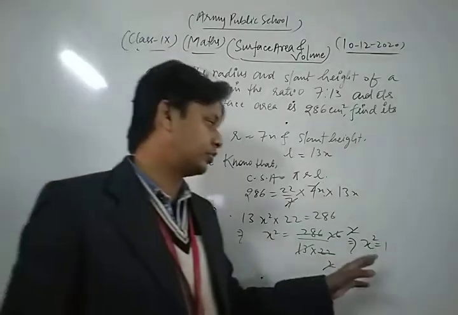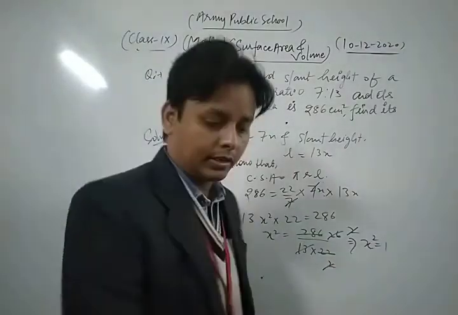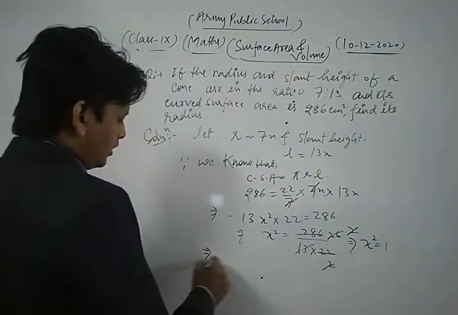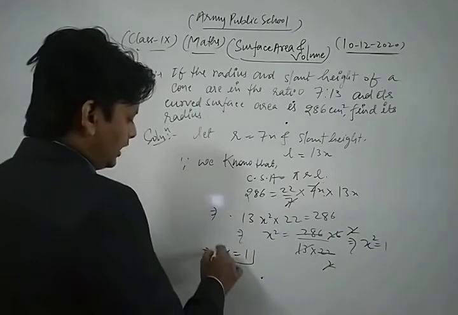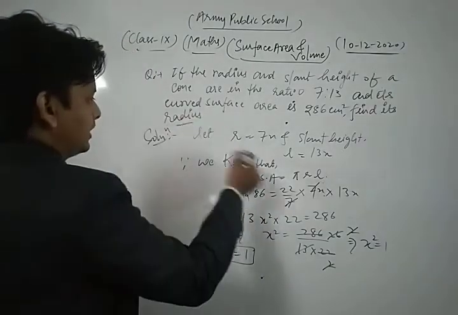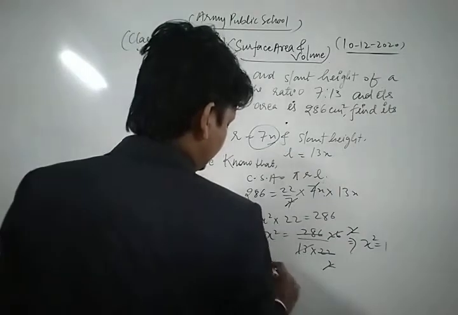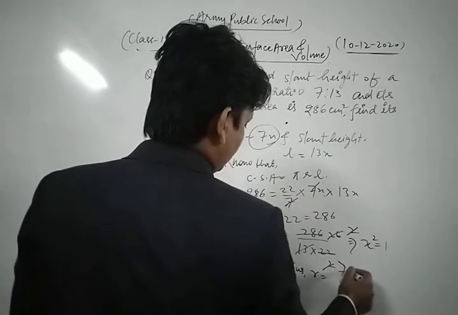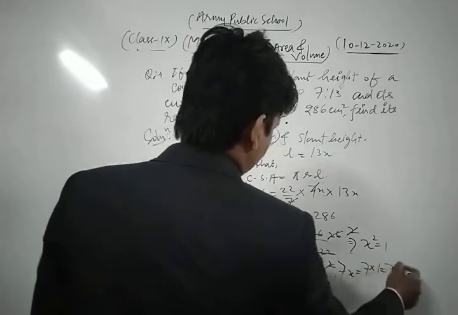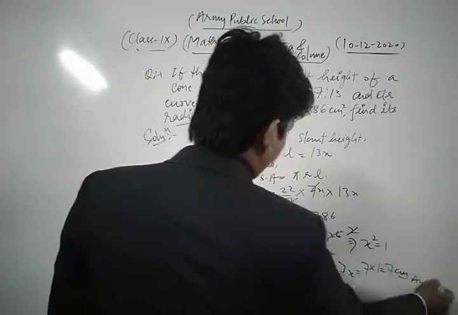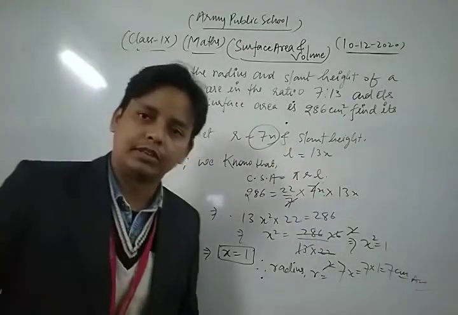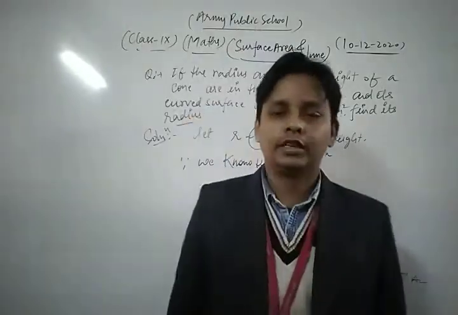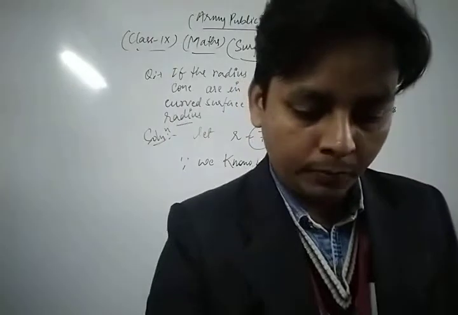Thus, dear student, the value of x square is 1, so the value of x is 1. Now we find its radius. The radius r will be 7 into x, that is 7 into 1, that is 7 centimeter. This is our required solution. In this way you can solve all the questions of your NCERT exercise based on the cone also.